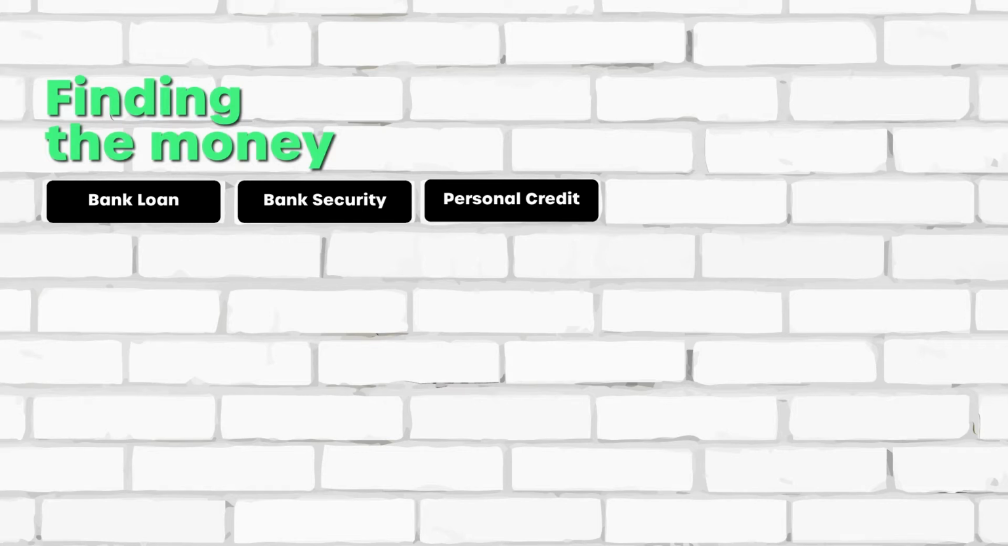Number 2, bank security. Now this is similar to a bank loan. In fact, it is a bank loan, but you do not put the security down. Somebody else, a family member, an equity partner, someone else puts down the security for the loan because you personally do not have security of your own.